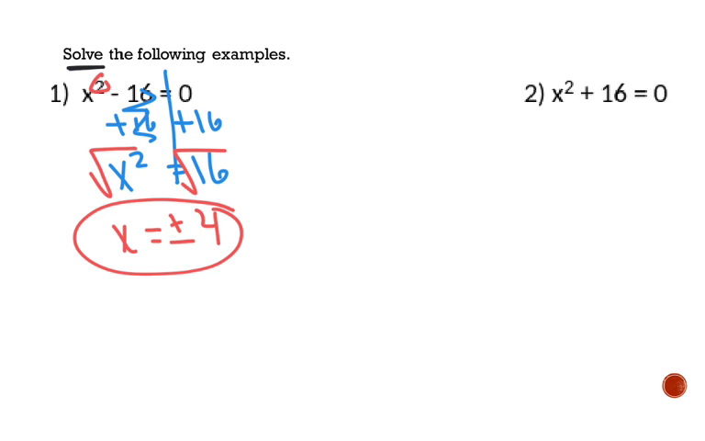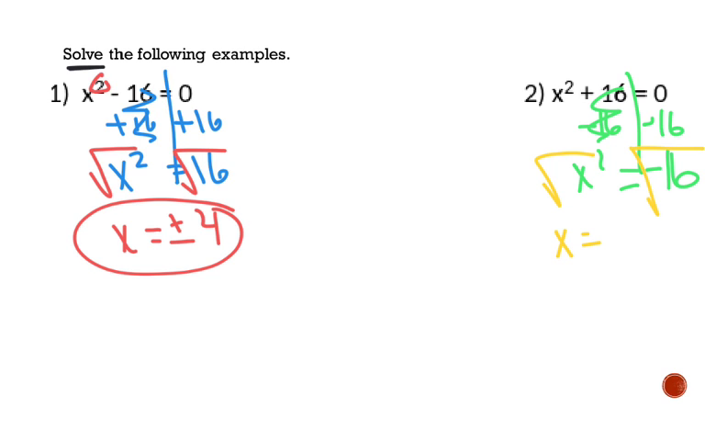So if we look at example 2, we have x squared plus 16 equals 0. So similar to the first one, but here we're going to subtract 16. We're going to say x squared equals 0 minus 16, which is -16. Then we're going to take the square root. So the square root of x squared is x. Well, the square root of -16, we can't take the square root of a negative number.